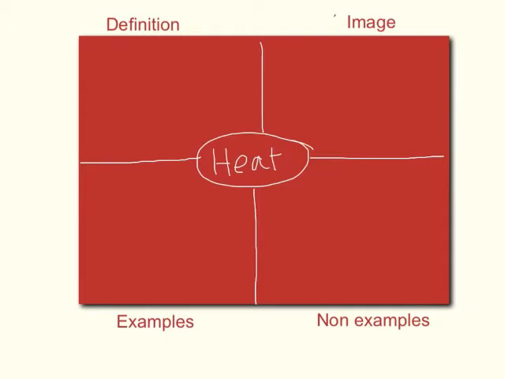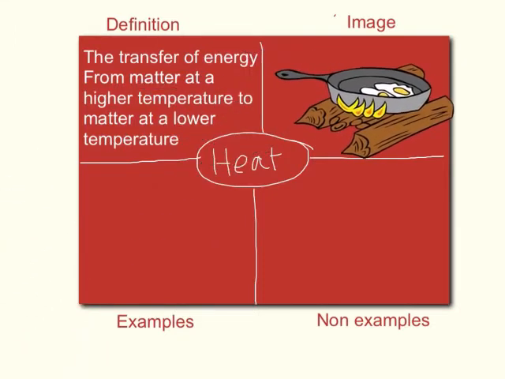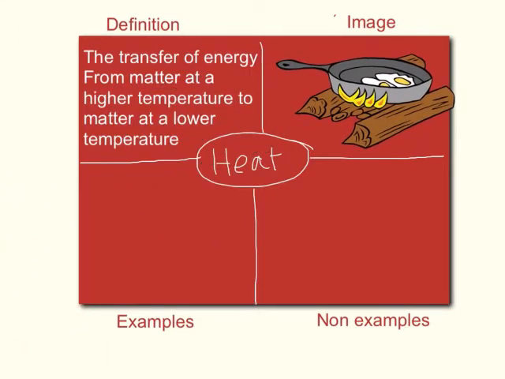So let's take a look at the definition for heat. The definition for heat is the transfer of energy from matter at a higher temperature to matter at a lower temperature. So let's take a look at this image to represent heat. There is a transfer of energy from the fire to the pan, which is increasing the particles in the pan, which is at a lower temperature, which is transferring temperature to the eggs, which is causing them to cook and to raise to a higher temperature.